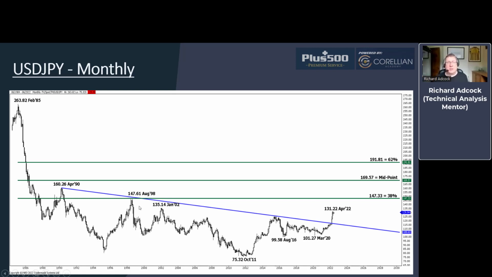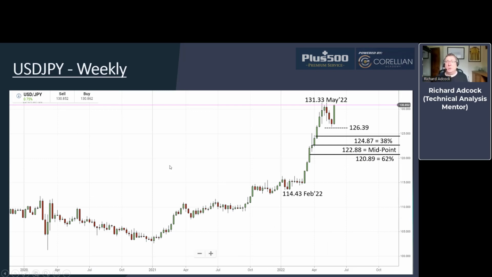And if that starts to give way, back up towards these longer-term retracements and resistance levels up towards 147.33 to 61. So the longer term bullish dollar theme is still very evident within this chart.